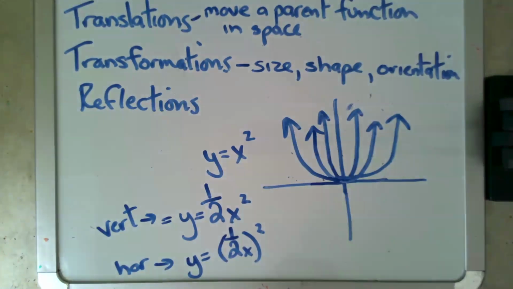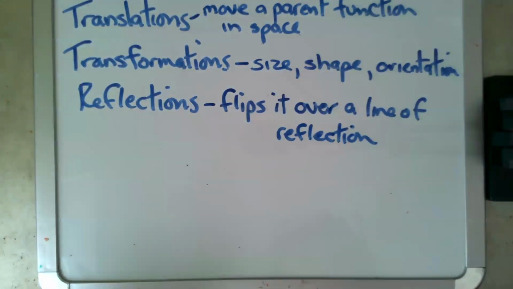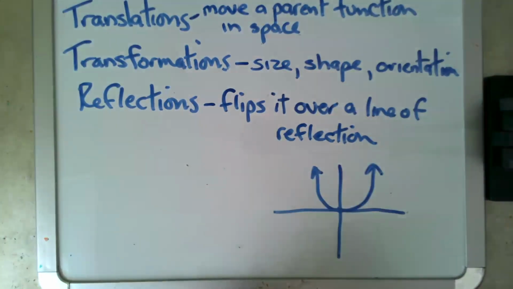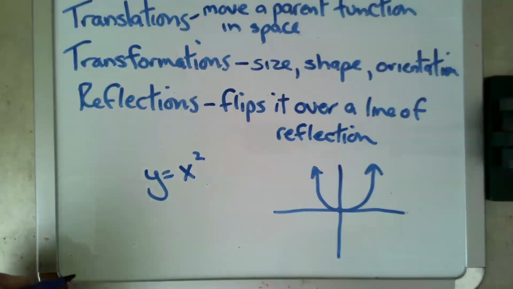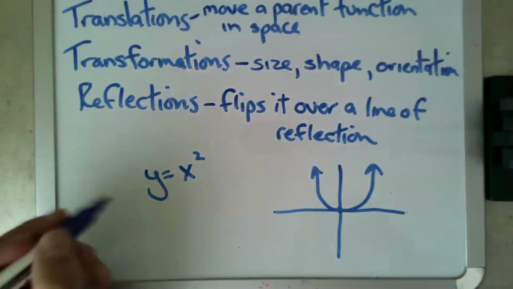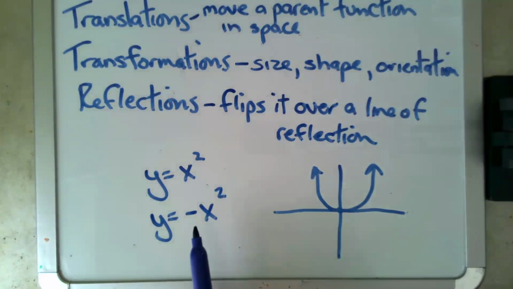Finally, let's take a look at reflections. A reflection flips your parent function over a line of reflection. So again, for example, if we have our parent function and we multiply by -1, okay, now let me remind you, order of operations.